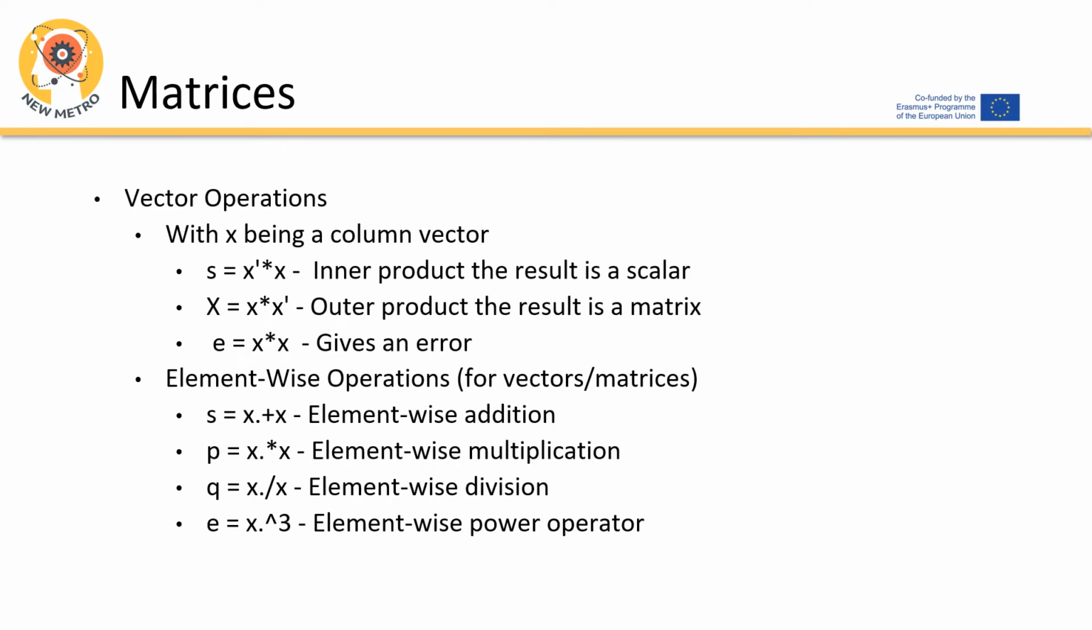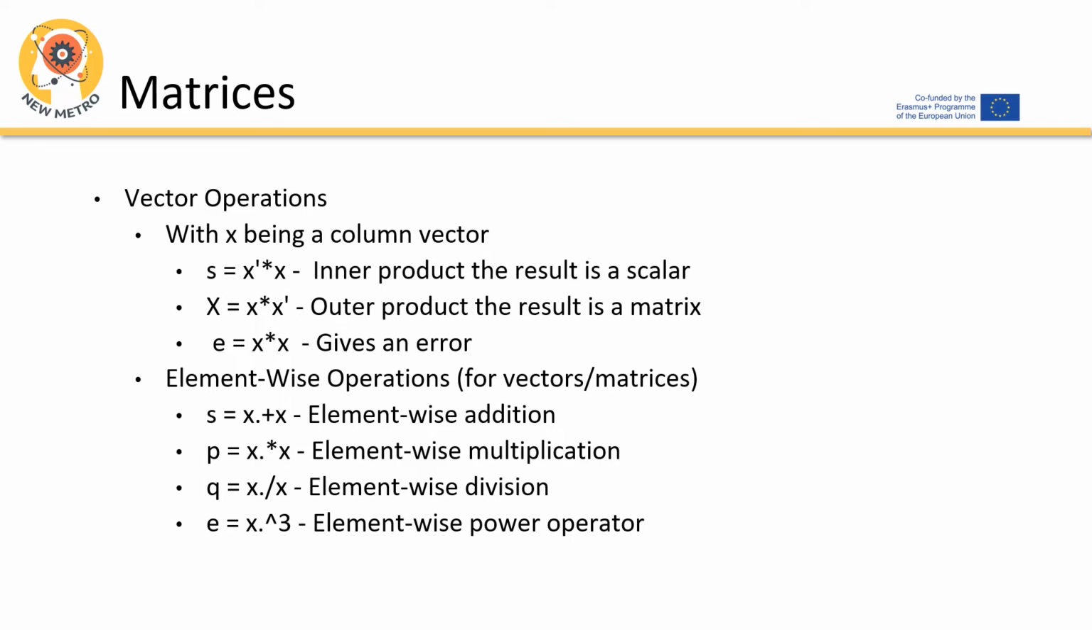Some vector operations with x being a column vector. s = x' * x is the inner product. The result is also a scalar. X = x * x', the outer product, the result is a matrix. e = x * x gives an error.